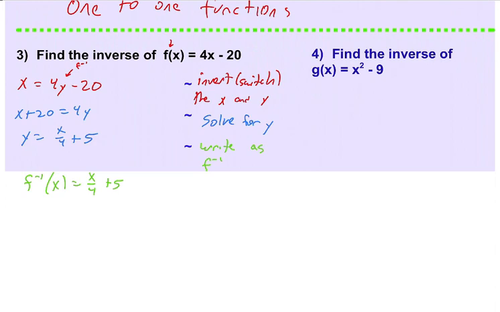g of x is x squared minus 9. So we'll switch the x and the y, make that x equals y squared minus 9. One really important thing to point out here is that the squared stays where it was. If in the original function, g of x, that squared is on the x, then when we take the inverse of g of x, the square will be on the y. The square stayed where it was, it's just the variables x and y switch places.